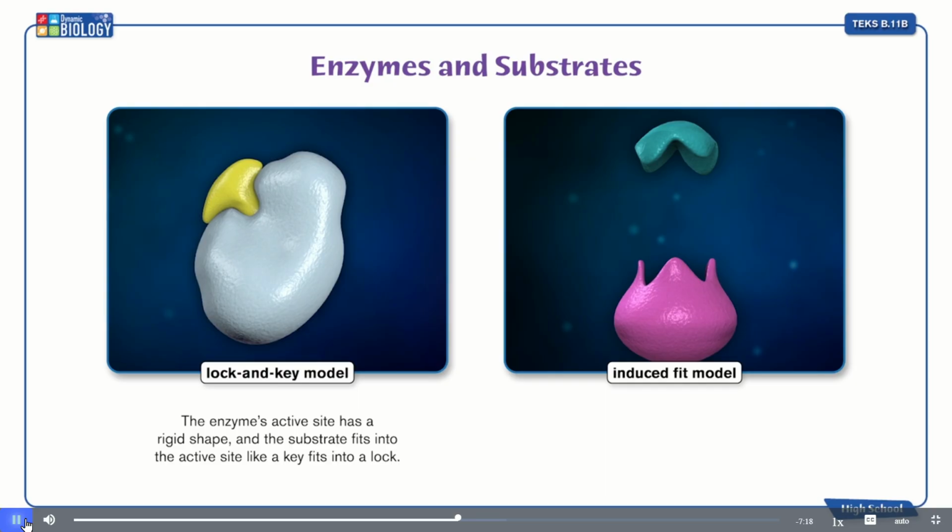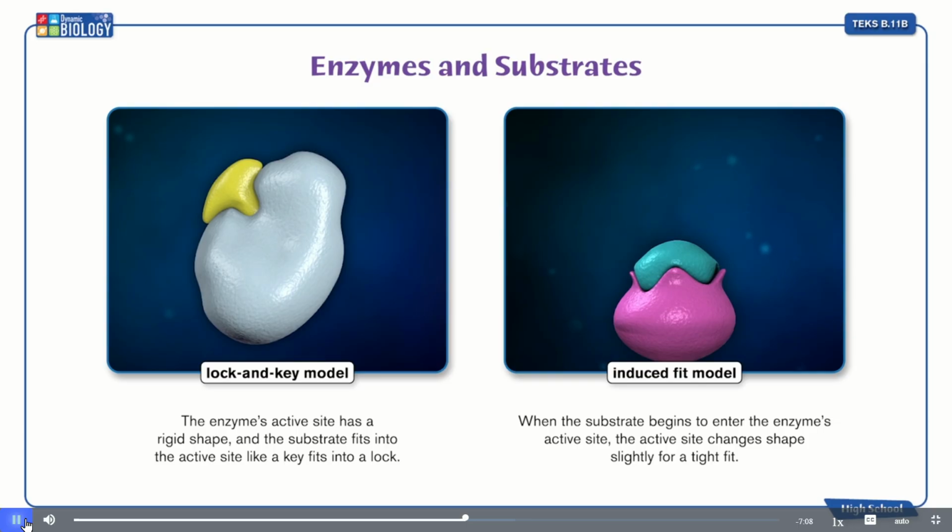The induced fit model suggests that the enzyme's active site is somewhat flexible, and when the substrate begins to enter, the active site changes shape slightly for a tight fit. Which model is correct? Both models are useful for understanding enzyme-substrate relationships, but the induced fit model is considered the most accurate.